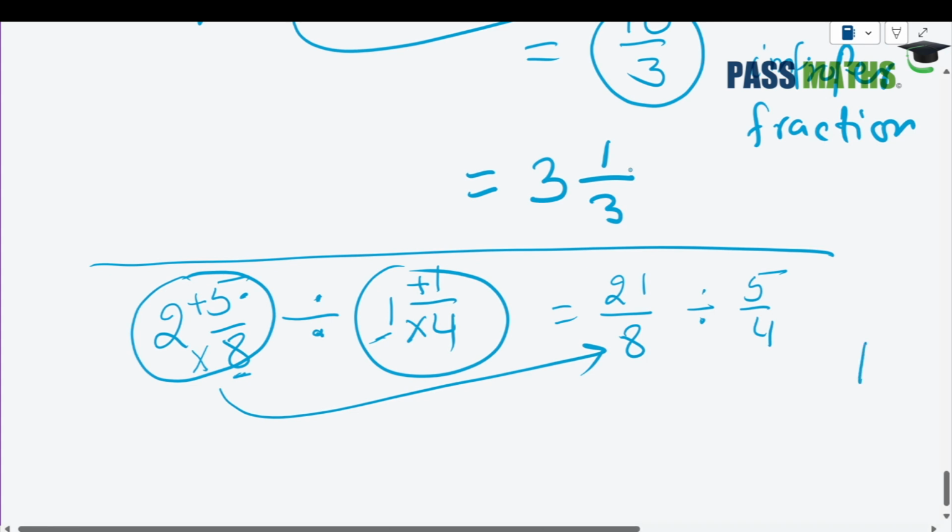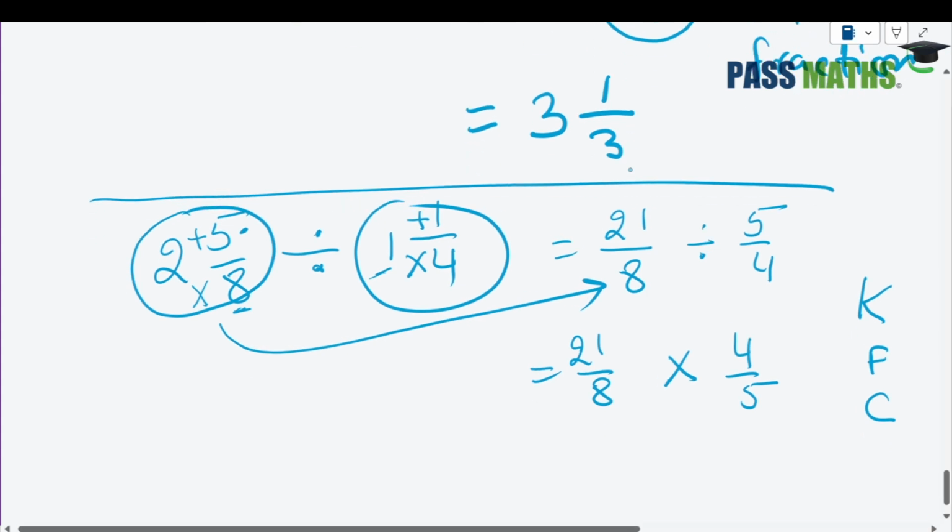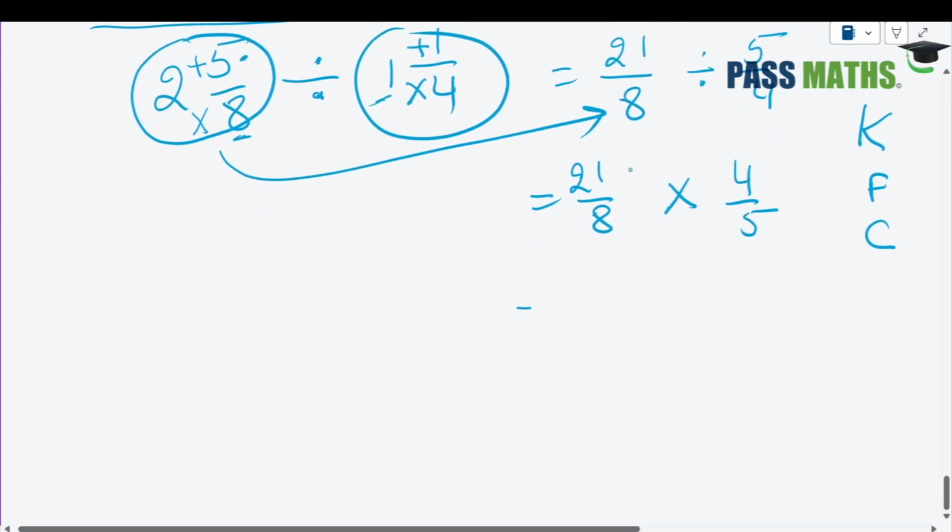Now we apply our KFC: keep the first one the same. Flip the last fraction over. That will be 4 over 5. Then the division sign becomes a times sign. Change. KFC. Next, now numerator times numerator, denominator times denominator.